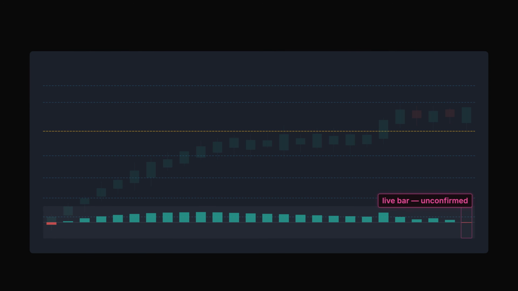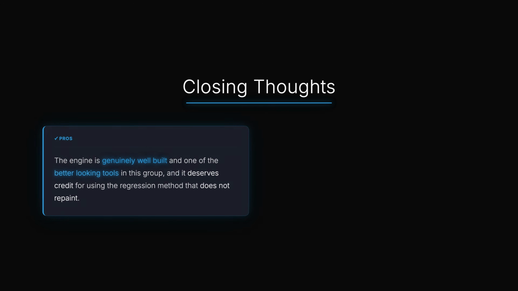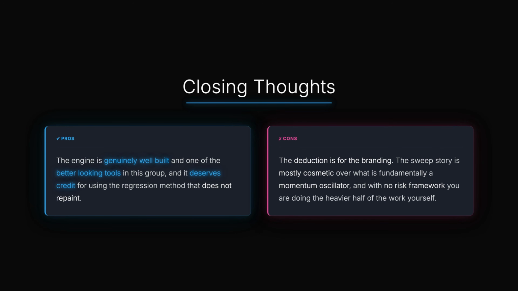And on the live bar, the oscillator crosses can flash before the bar closes, so signals are best read on confirmation. The engine is genuinely well built and one of the better looking tools in this group, and it deserves credit for using the regression method that does not repaint. The deduction is for the branding. The sweep story is mostly cosmetic over what is fundamentally a momentum oscillator, and with no risk framework, you are doing the heavier half of the work yourself.